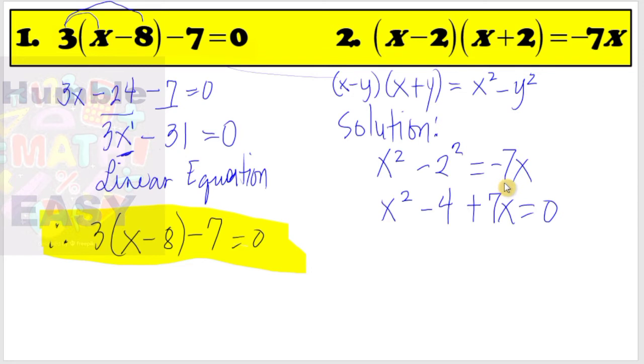Since we have here negative 7x, we are going to transpose that one to the other side of the equation, which is the left-hand side. As we notice, we now have x squared minus 4 plus 7x is equal to 0. Then we arrange it in order, the quadratic term followed by the linear term, which is 7x, then minus 4 is equal to 0. So this is now a quadratic equation.